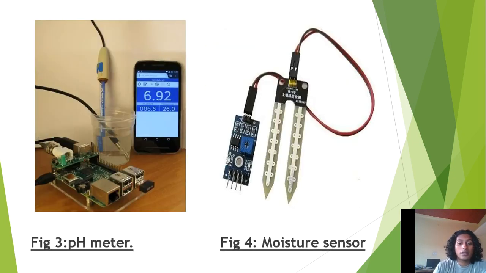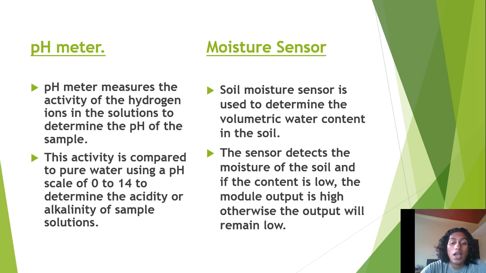Next is the moisture sensor. The soil moisture sensor is used to measure the volumetric water content inside the soil. The sensor detects the moisture of the soil, and if the content is low, the module output is high, otherwise the output will remain low.